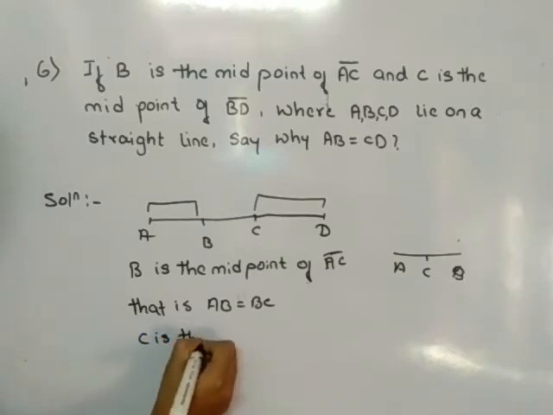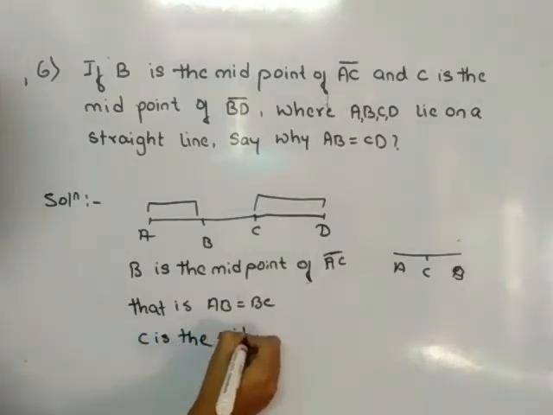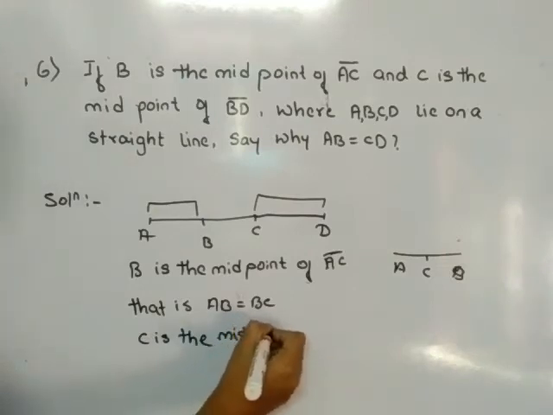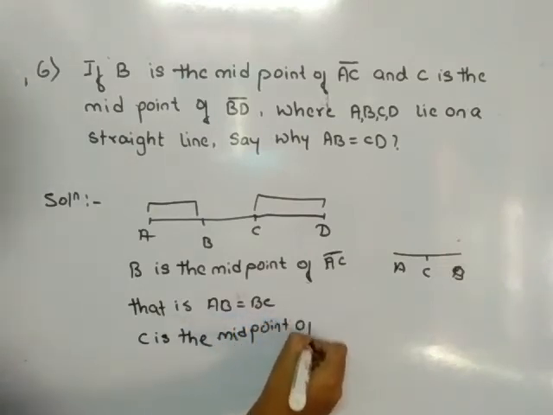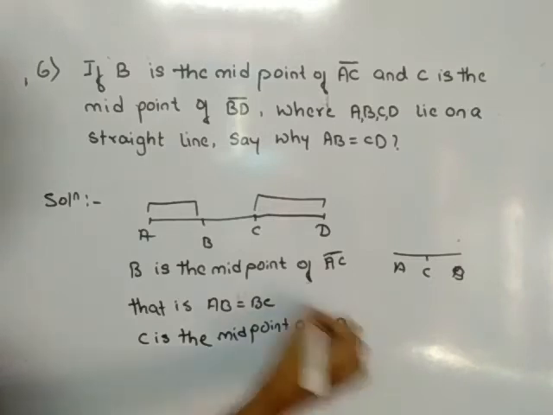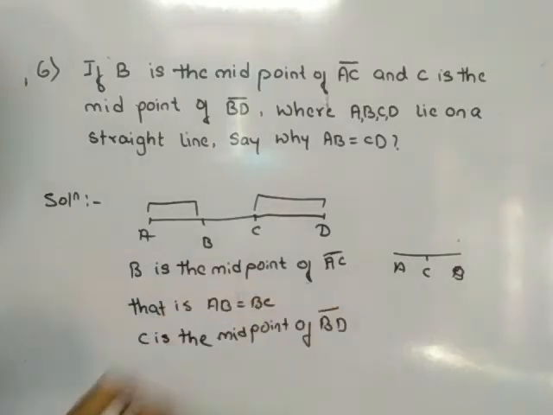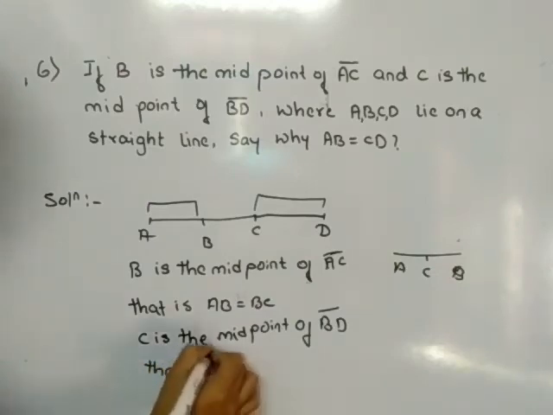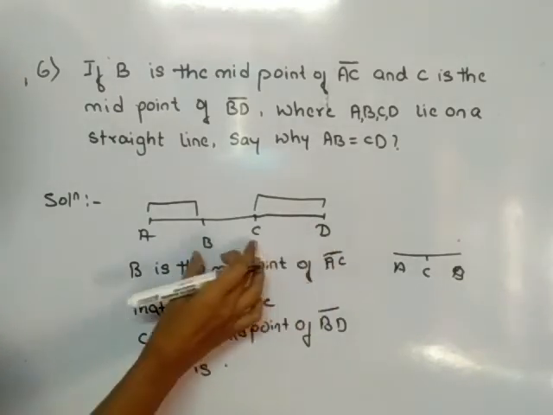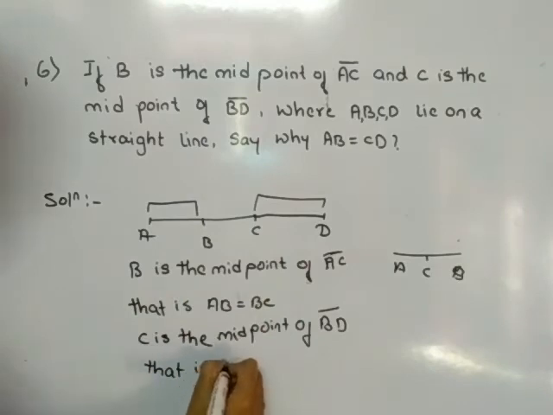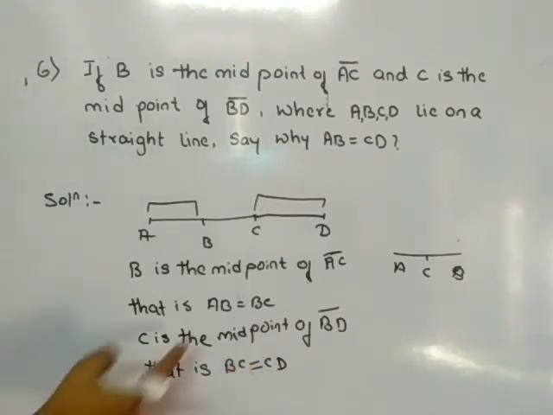C is the midpoint of line segment BD. What? If C is the midpoint of BD, then BC equals CD. BC will always be equal to CD here, okay? From these two, we got two equations, right?